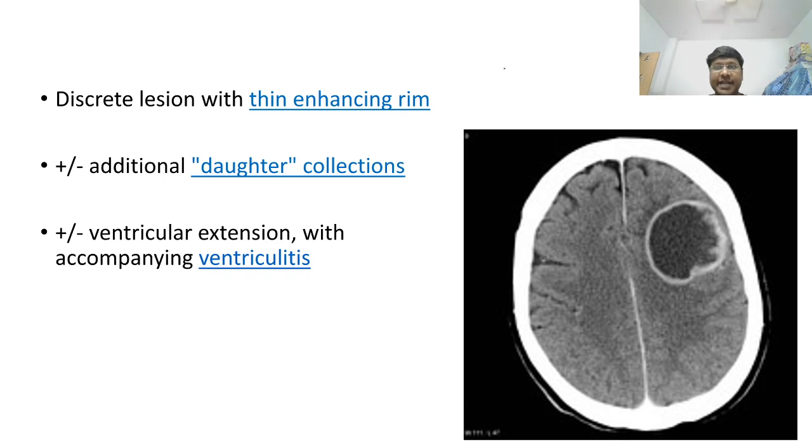Now this is your brain abscess. What is it that you will see in the brain abscess? You see here, it is a thin enhancing rim which is present around the lesion. This is your lesion, that is the brain abscess. So around the abscess you have a thin enhancing rim. That is how you will see the brain abscess. Sometimes there can be daughter collections also, that means small collections from this main collection. And if this brain abscess ruptures into the ventricle, there can even be intraventricular extension.